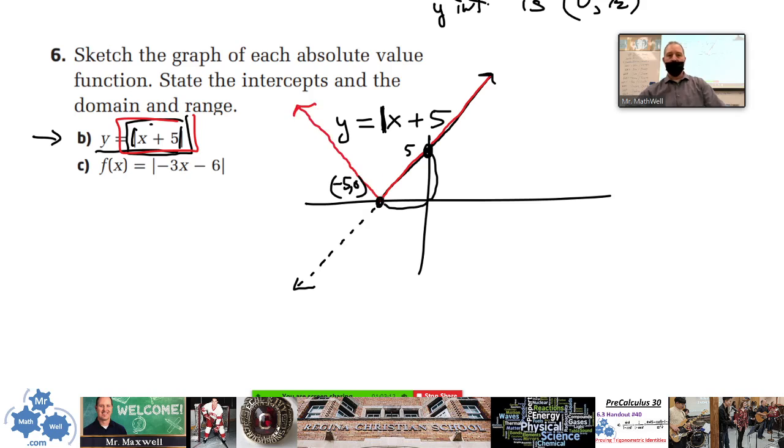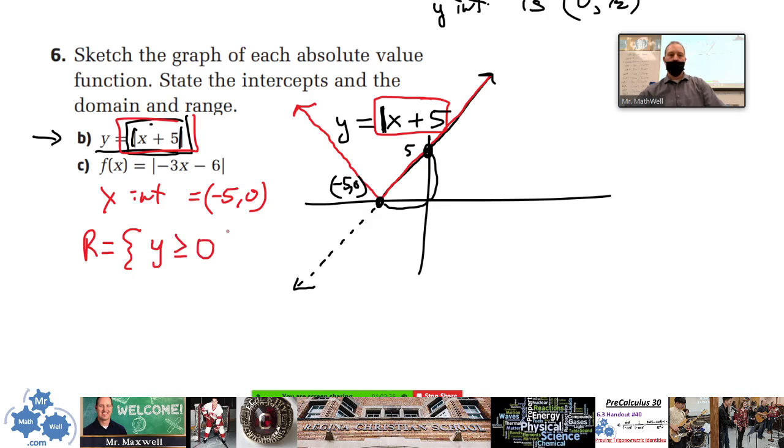So there's the graph. Here's the x-intercept. It's the same as the non-absolute value function. So the x-intercept here for this one is negative 5, 0. And what else do we do? Oh, the range. Well, the range is R equals, brace, y is greater than or equal to 0. And that's all you need to put in there. Okay.